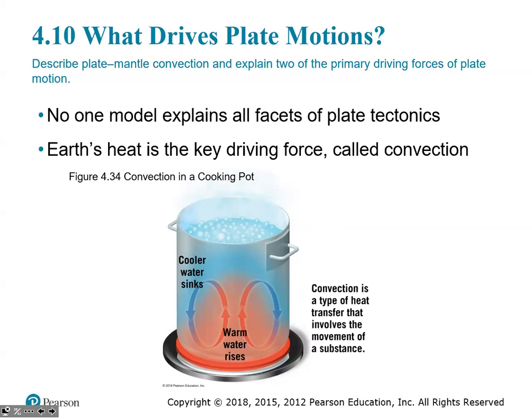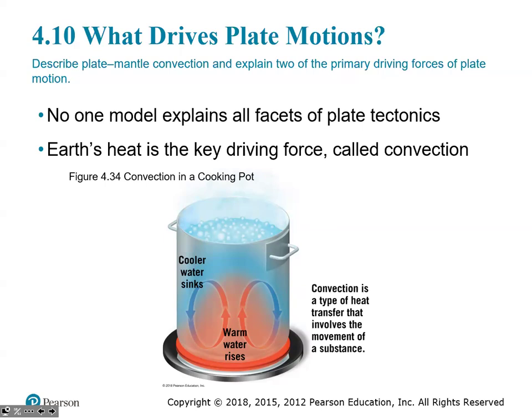So when you have a fluid, which the mantle more or less acts like on long time scales, if you heat up parts, it becomes less dense, it will rise. When parts cool down, they'll become more dense, they will sink. And you get cyclic motion. So if you heat up a room from one side, heat will rise on one side and sink on the other. So convection is a type of heat transfer that involves the movement of a substance.